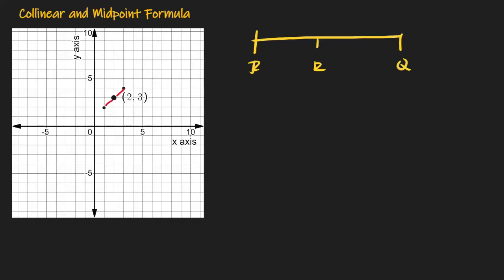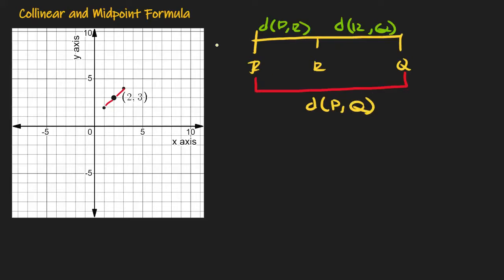Basically, the distance from P to R would be right here, and the distance from R to Q would be right there. In any case, if they are in fact on the same line, then this should be the distance from P to Q.